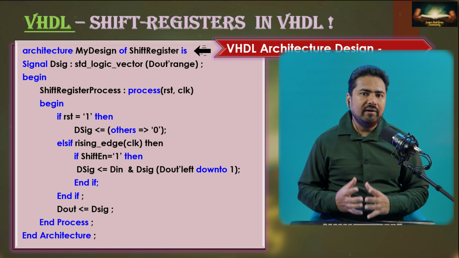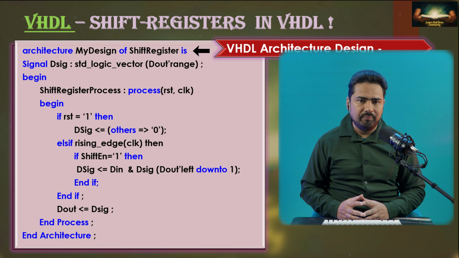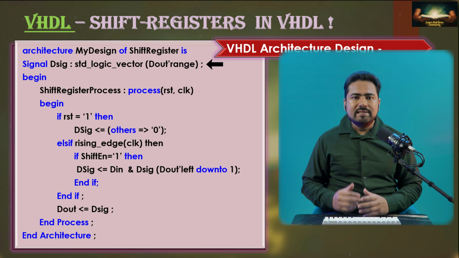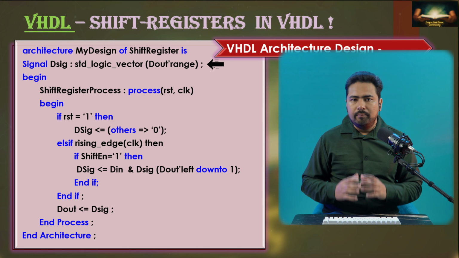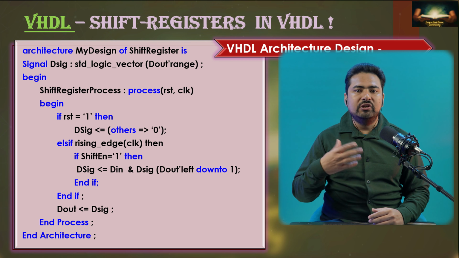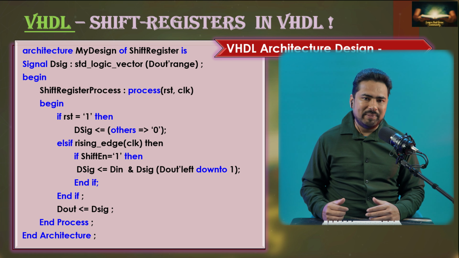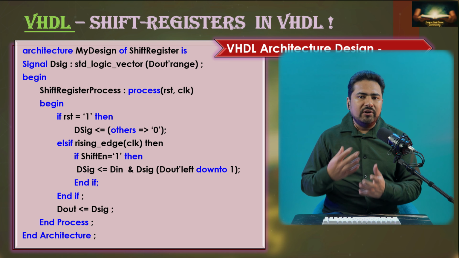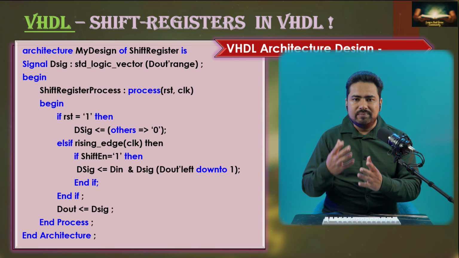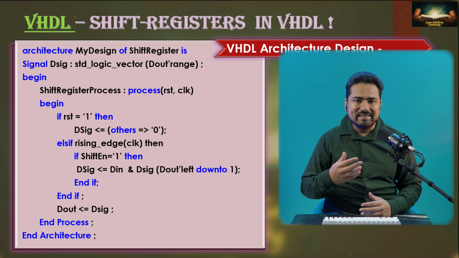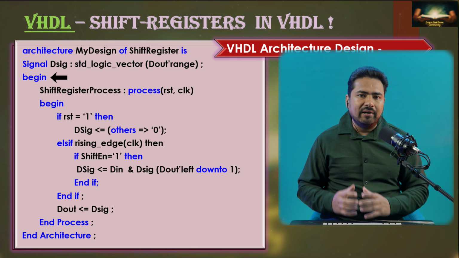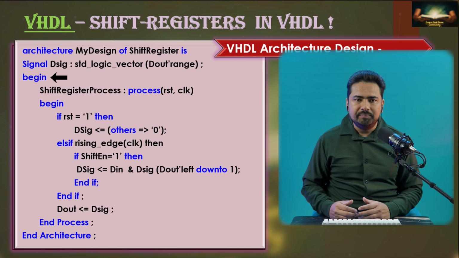So we started from the architecture declaration line. Then we define signal D6 which is the same as D out, meaning same data type and same length. Although this is not needed for this example because we can straight assign the data to the D out, this is just to explain how to use signals in your VHDL designs. Then we start our architecture from the begin keyword.